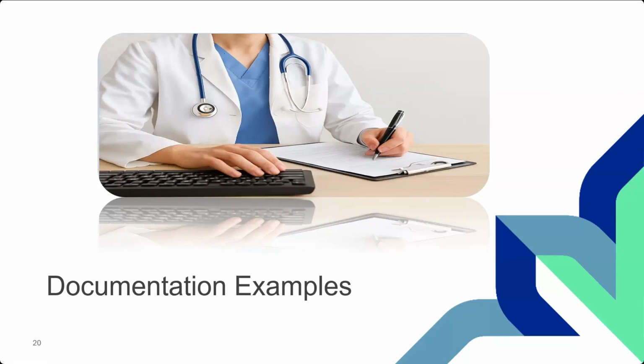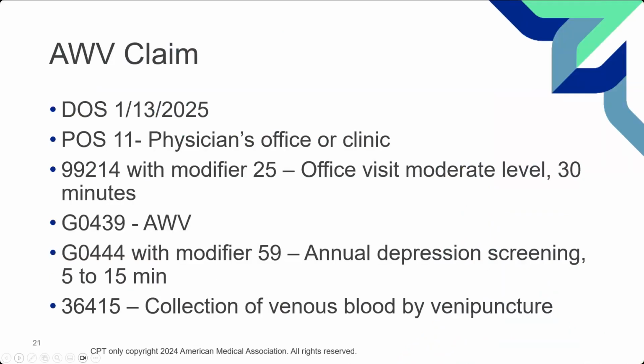Now, I'm going to be pulling in some actual documentation examples on the screen, but I want to give you some slide information, a little bit about this claim before we jump into it. So the first claim is for an annual wellness visit. And this is some of the background information on it.